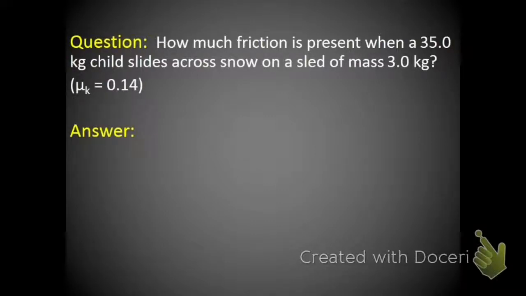Now for a sample problem. How much friction is present when a 35 kilogram child slides across snow on a sled of mass 3 kilograms if we know that the coefficient of kinetic friction is 0.14?